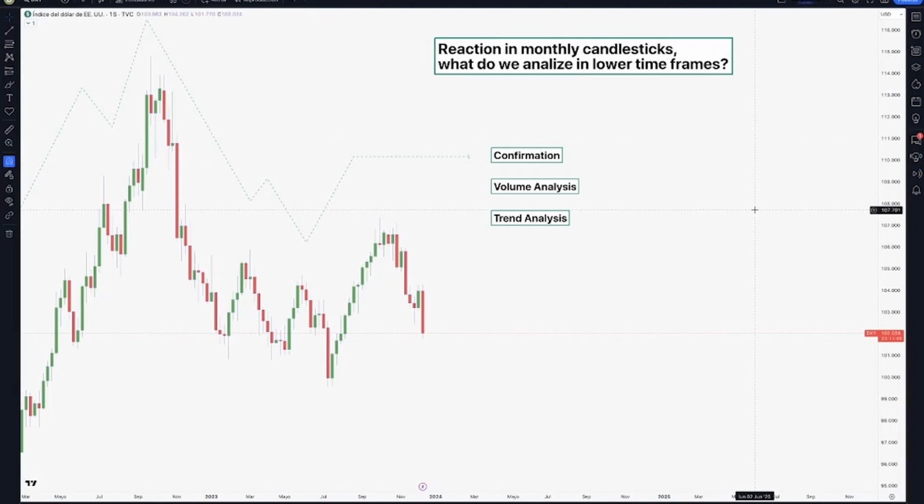First of all, we have to look for confirmation in the lower time frames. For example, if you see a bullish reversal, that is what we're going to see in our example. A bullish reversal pattern on the monthly chart confirms that the shorter time frames are also showing signs of the upward movement. What will that be? It will be a change in the structure, for example, on the lower time frame.